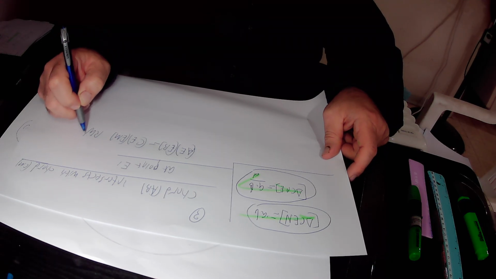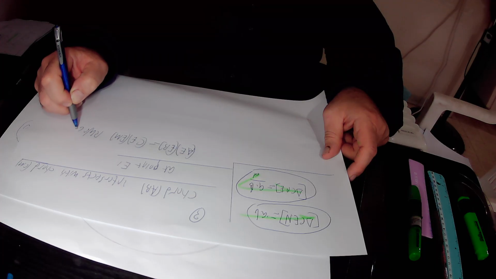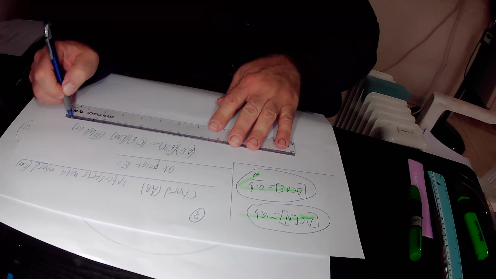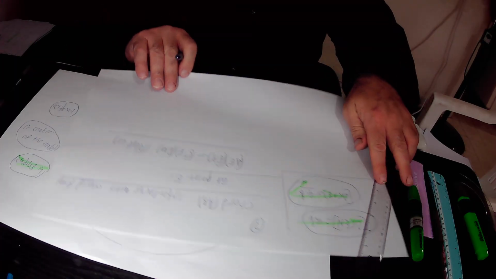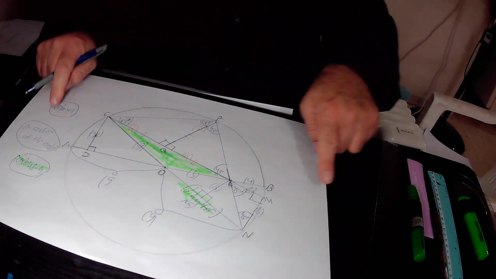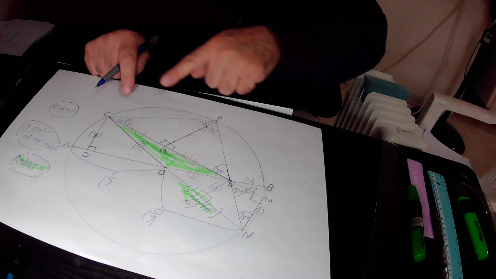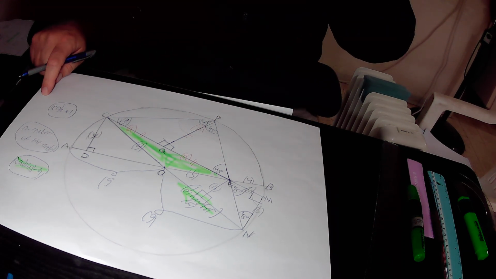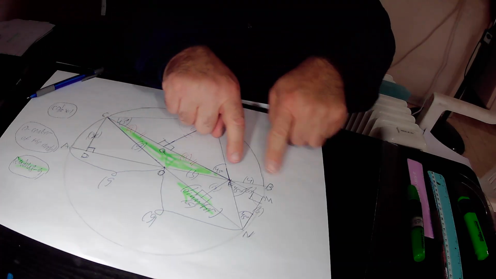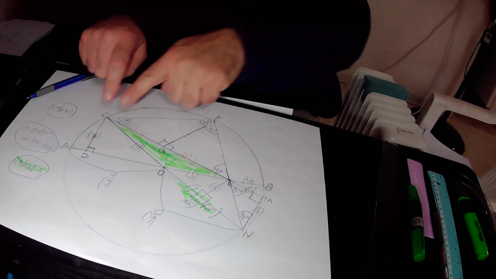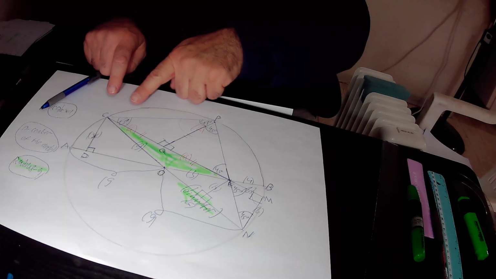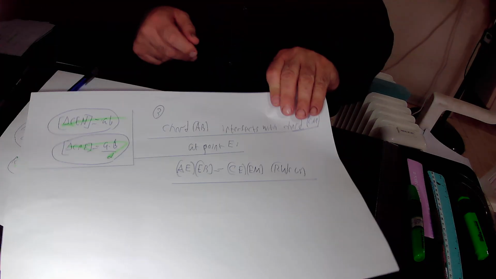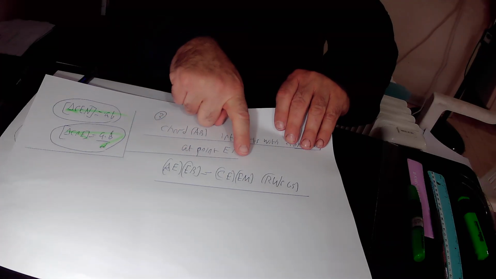According to rule 65, chord AB intersects with chord CM at point E. Therefore, the following equation holds: AE times EB equals CE times EM.